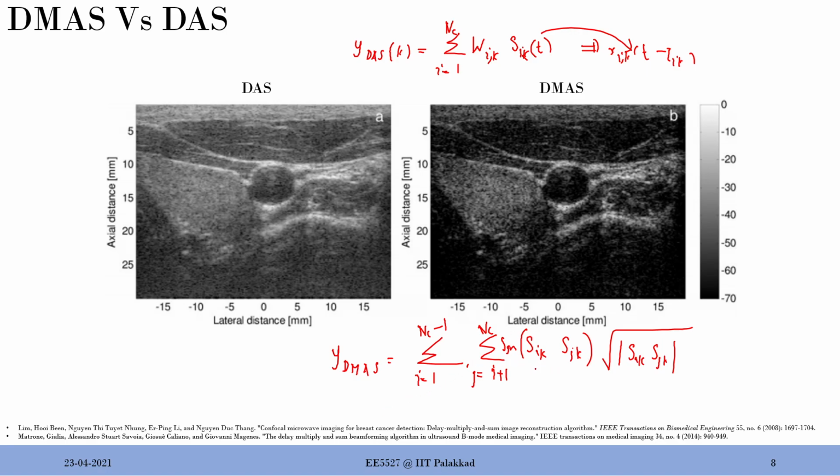So that is delay, multiply and sum compared to delay and sum. The advantages are that lateral resolution is improved, noise and clutter are removed, and contrast resolution is improved. And the important aspect to note is that there is a natural apodization happening because of the cross-correlation function, and that is going to help you in the contrast resolution improvement and so on. Okay, so with that I hope you enjoyed this lecture.